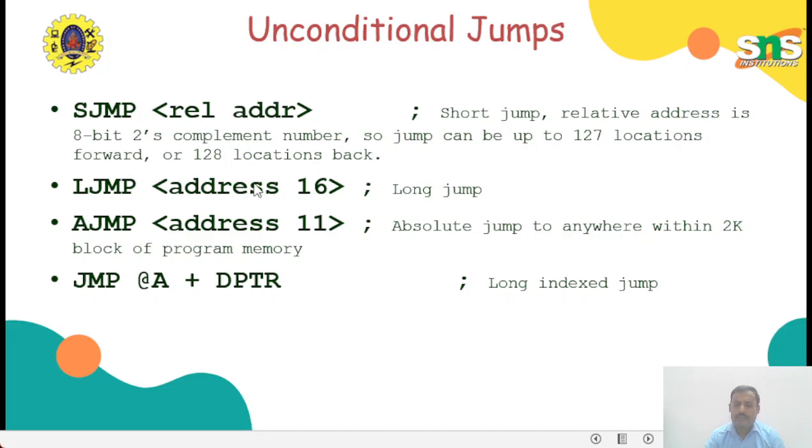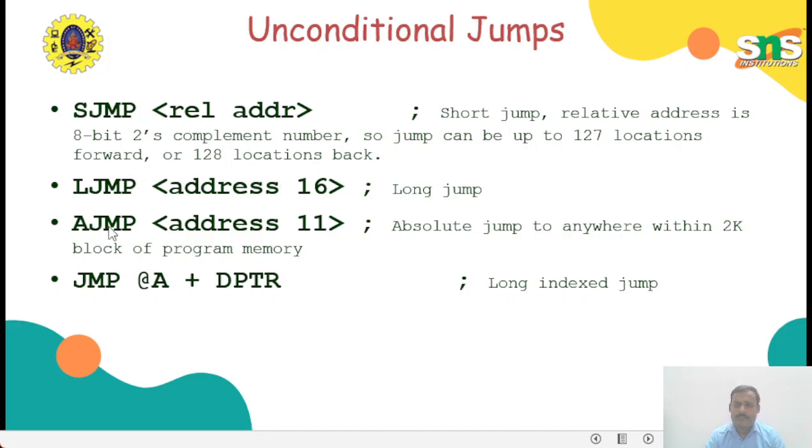Whenever you are using a simple loop, we prefer to use SJMP. Whenever we are going to jump a long distance, for example, if the target is 1000 or 500 locations apart, we need to go with a long jump. But it occupies 3 locations, because 1 opcode is followed by 2 operands.